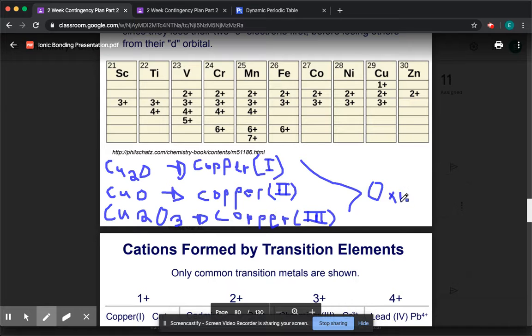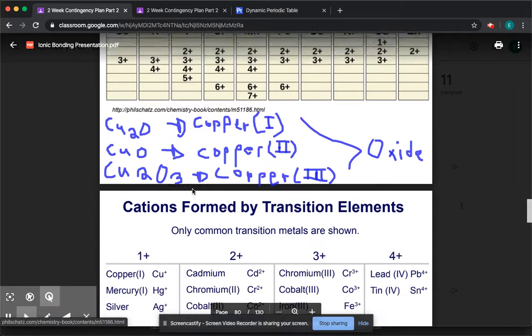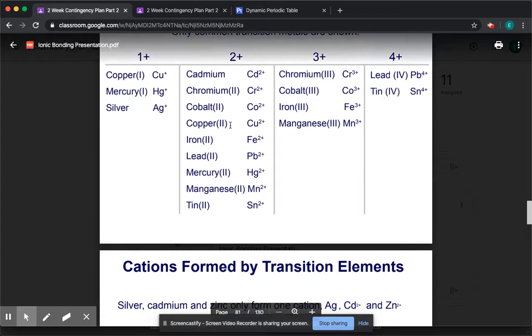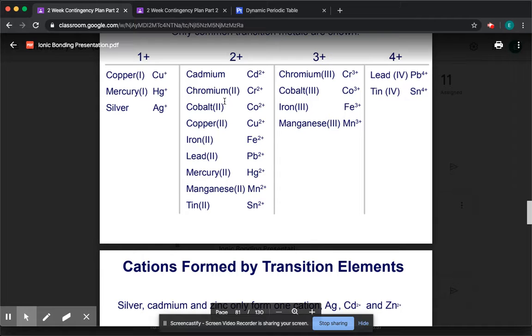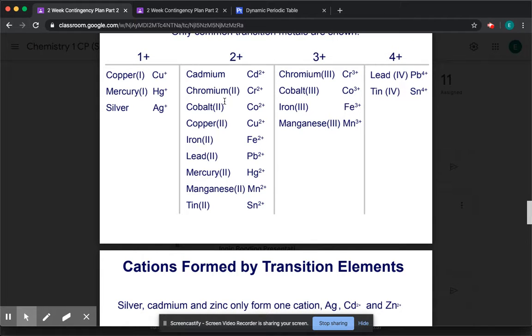Remember, you need to change the N to IDE. All of them are going to end the same. So this is copper 1 oxide, copper 2 oxide, copper 3 oxide. That is how you name with transition metals. You just need to put in Roman numerals the charge that is associated with that specific compound.